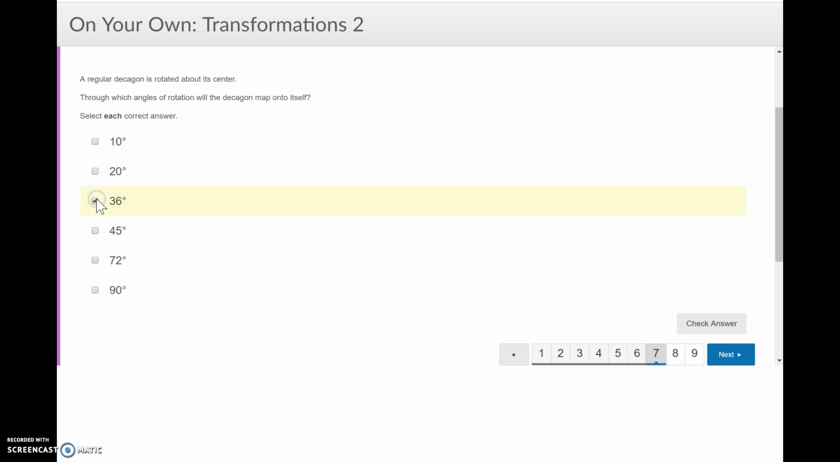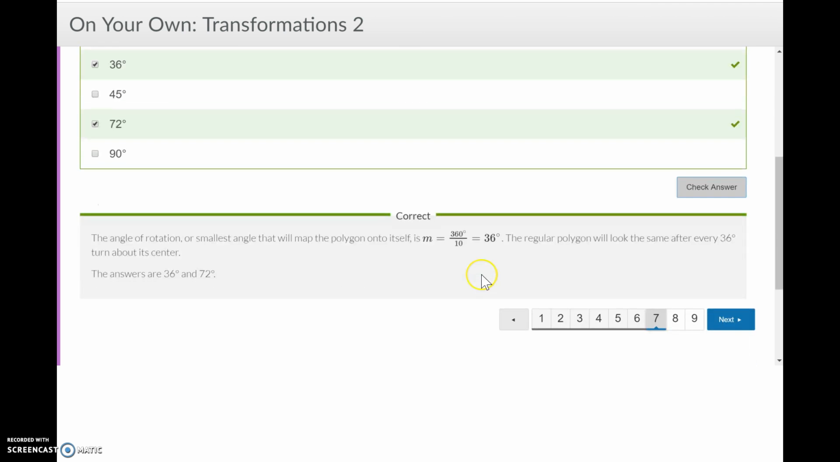So 36 is one of them. 10 or 20 are not multiples of 36. 36 will not divide evenly into 45. 45 is not a multiple. 72 divided by 36, that is 36 times 2, so that's a multiple. 90 is not a multiple of 36, so we can check our answer, and that's correct.